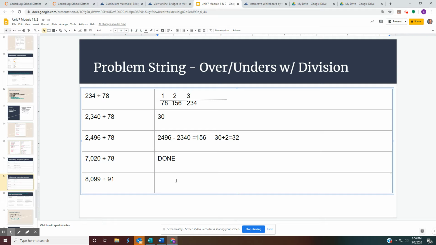So how are we going to figure out this last problem? 8,099 divided by 91. Whew. So I know that 91 times 10 is 910. So I'm going to have to go 91 times 100, and that gives me 9,100. And if I do my best to subtract 8,099 from that total, what do I get? Go ahead and use your brains or calculators if you got one to figure out that answer.